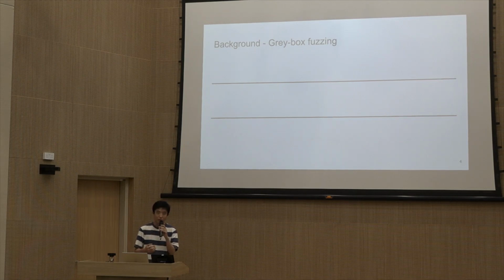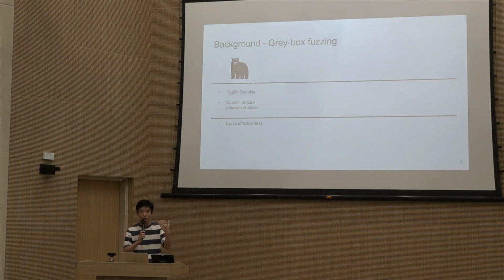Now let me introduce what gray box fuzzing is. As I just introduced, fuzzing can be categorized as black box, white box, and gray box. Black box fuzzing is highly scalable, because we just treat the target program as a black box. We don't know what's happening inside. We just know what we put in as input and what we get as output. It is highly scalable because we don't need to analyze the program in detail, but it lacks effectiveness because we don't know what's happening inside the program.